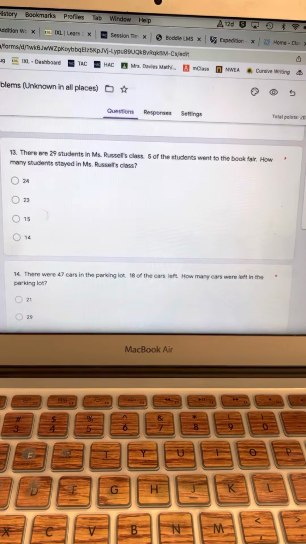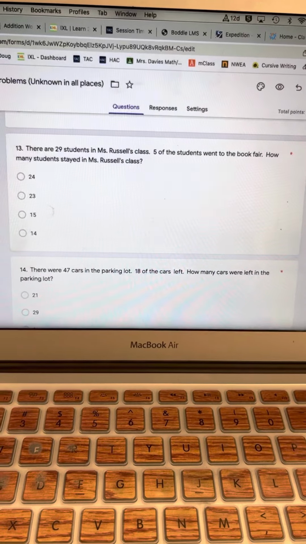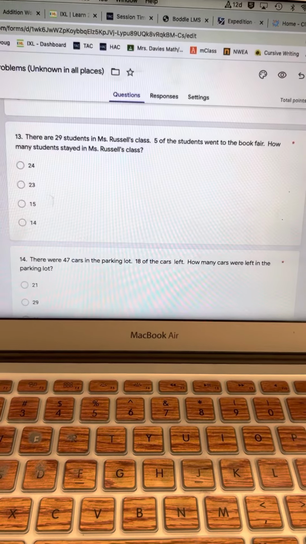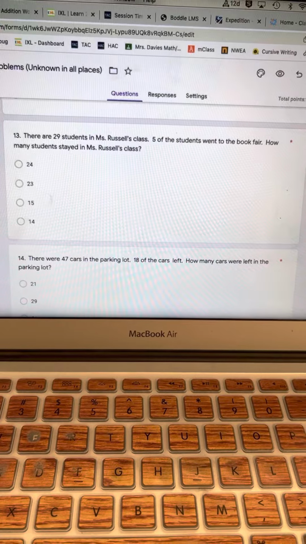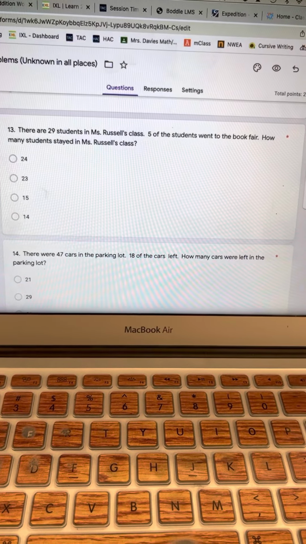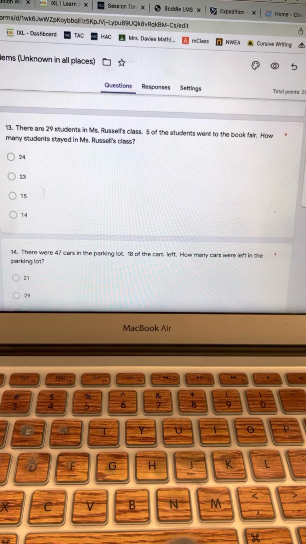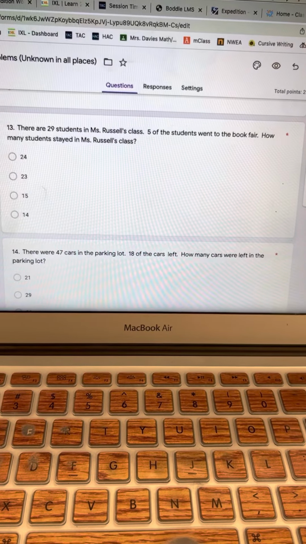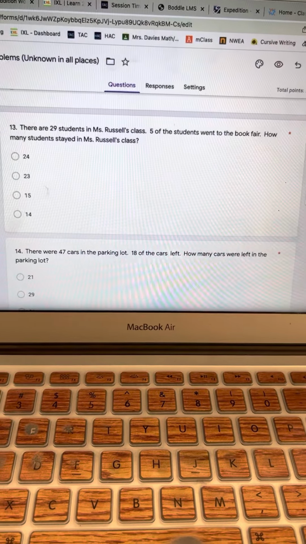All right, now we're starting with a different problem type. So now we're still doing a subtraction number sentence, but now your unknown is at the end. There were 29 students in Miss Russell's class. 5 of the students went to the book fair. How many students stayed in Miss Russell's class?